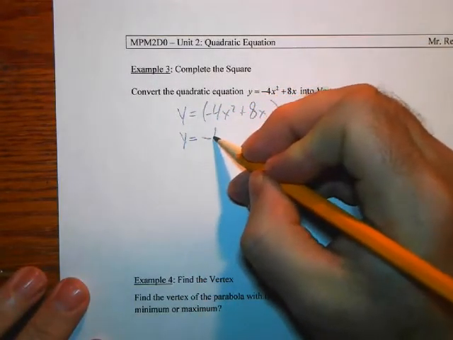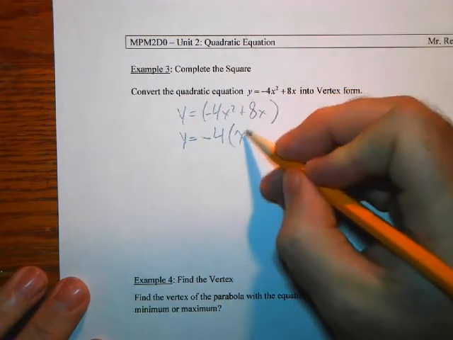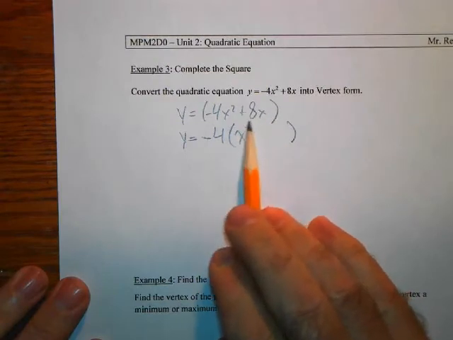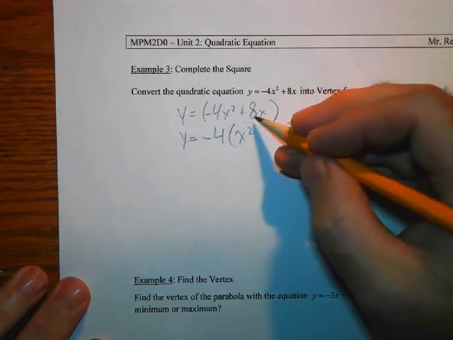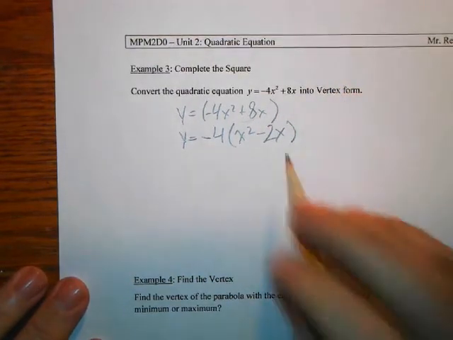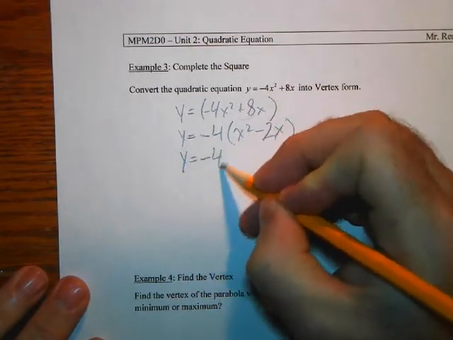So now we're going to factor out the negative 4. When you do that, you always get x squared as your first term. And don't forget to factor out a negative 4 from here. It's like dividing it by negative 4, so that's going to be minus 2x. Okay, and nothing outside there still. So now we're going to complete the square inside.